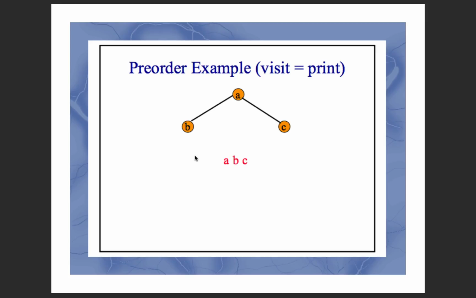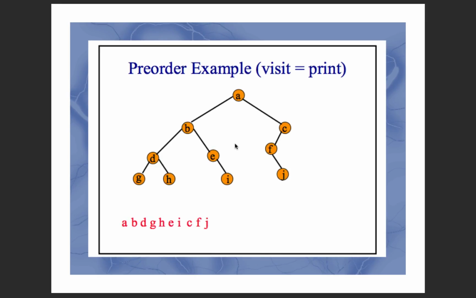For example, you have a tree A, B, C. What is the way to print A, B, C? Pre-order says that you visit the root node first, then the left node, then the right node. So we print the root node A first, then the left node B, and the right node C. Root, left, right. This is the pre-order.